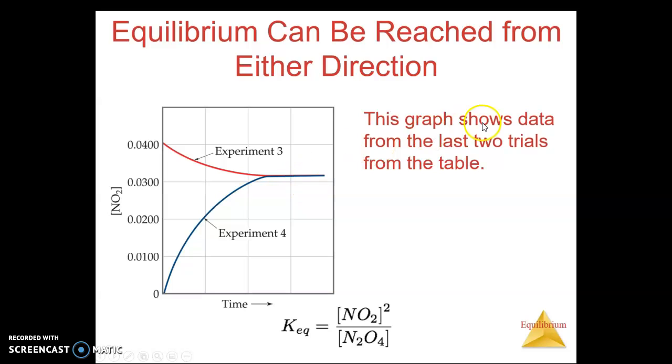So this graph shows data from the last two trials from the table you just saw, Experiment 3 and Experiment 4. And it doesn't matter whether you start off with all N2O4 or all NO2. It doesn't matter. You end up with the same equilibrium concentrations.